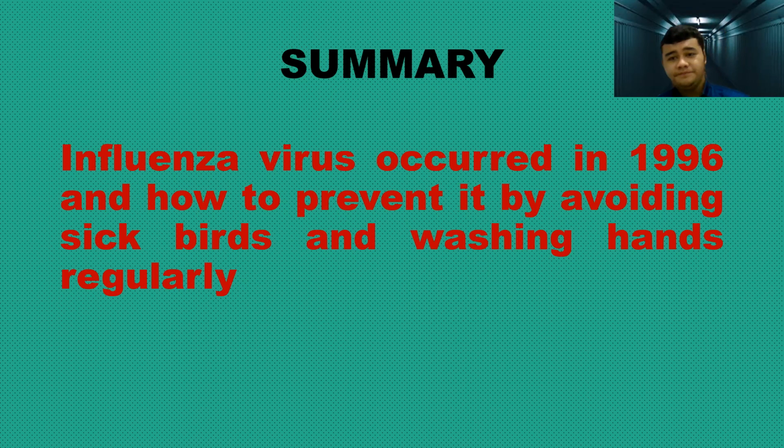Okay, summary. From all that I presented earlier, the influenza virus was caused by poultry and occurred in 1996. And how to prevent it? Namely, by avoiding direct contact with sick birds and washing your hands regularly. So easy. Okay.